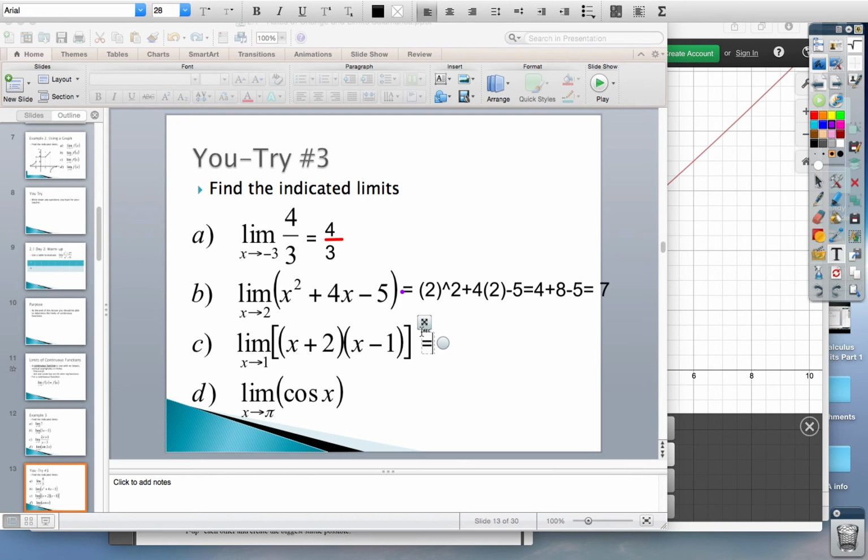Same thing for part C. We have 1 plus 2 times 1 minus 1. You'll notice here that this is equal to 3 times 0, which is just 0. So the limit is 0. Last but not least, cosine of pi. And cosine of pi turns out to be negative 1. So the limit as x approaches pi of cosine of x is equal to negative 1.